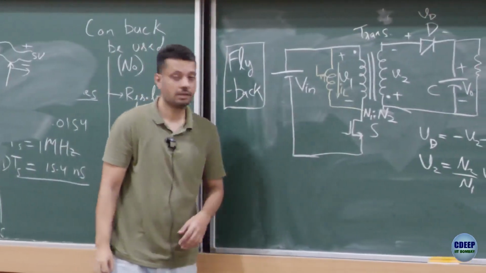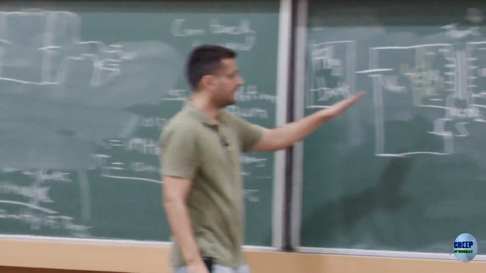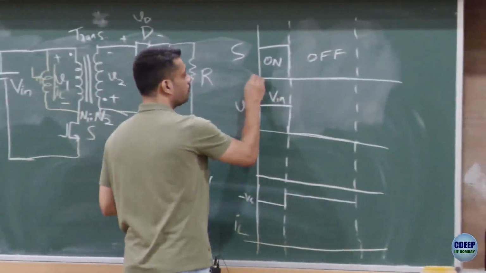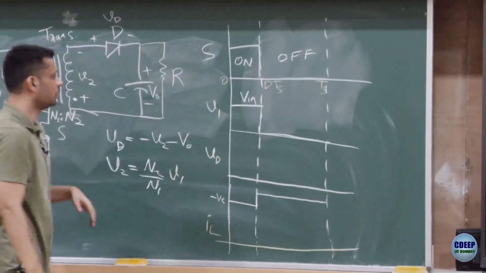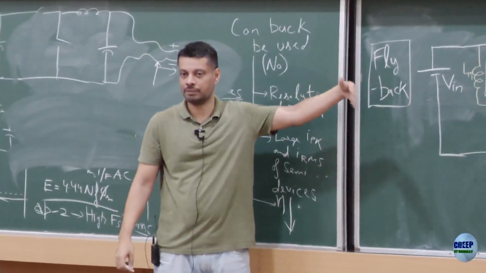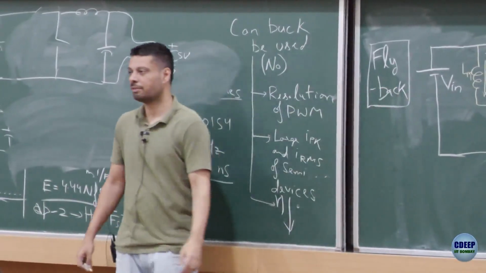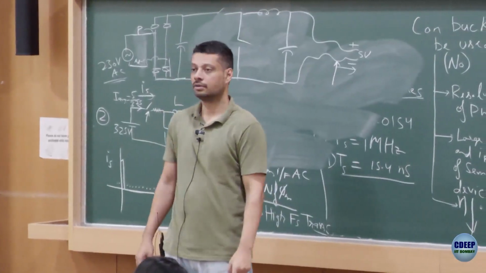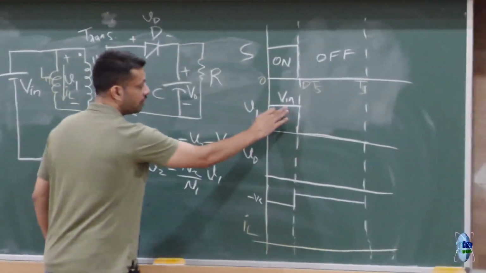Alright. Any question, any doubt so far? Now again we'll do the same thing. S is on from 0 to DTS period. So when S is on, what is V1? In this new case, I will keep erasing and keep drawing the new waveforms. So you have to tell me when S is on, in this case, when you have a magnetizing inductance, what would be V1? V1 would be Vin, okay, so I think this we have drawn correct.